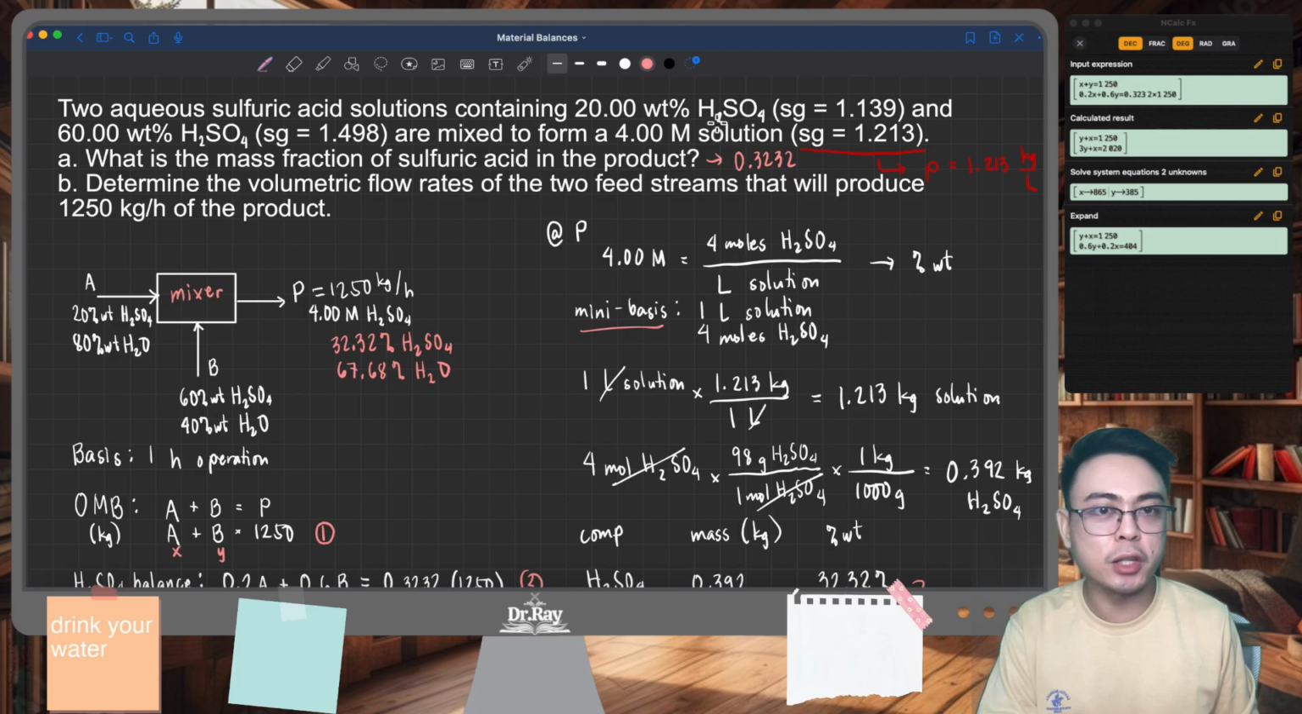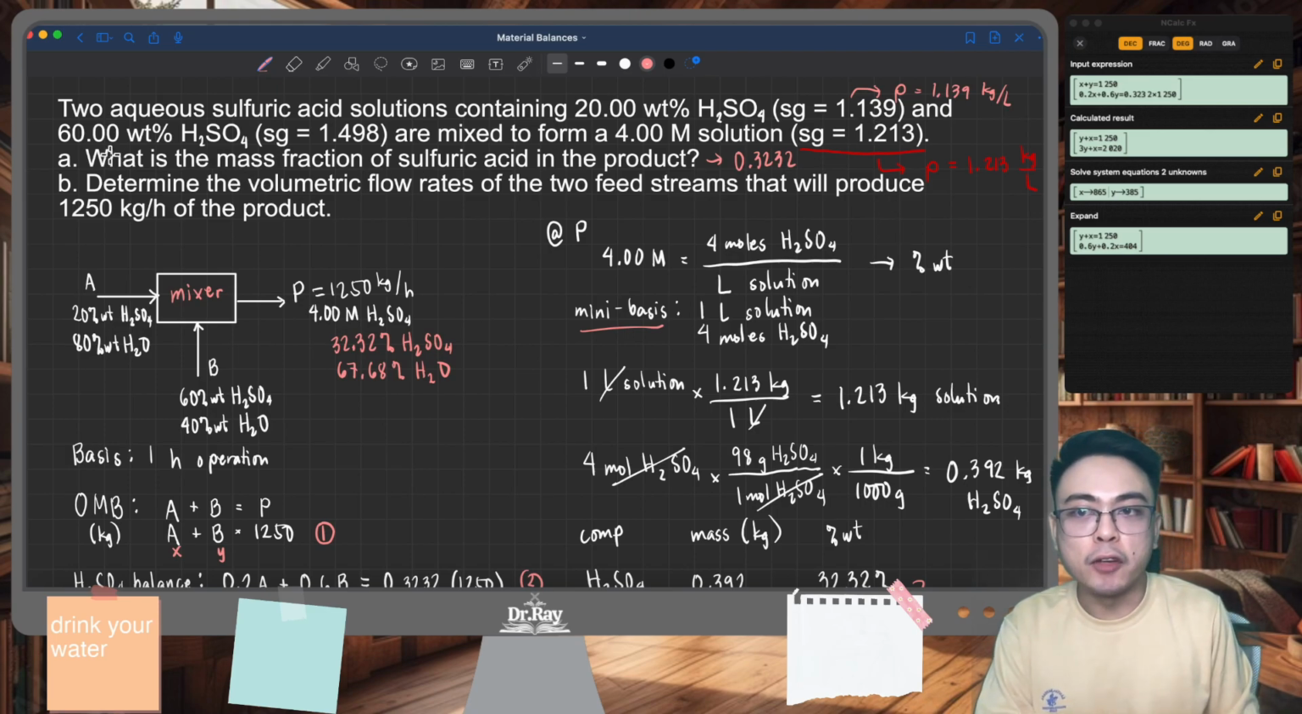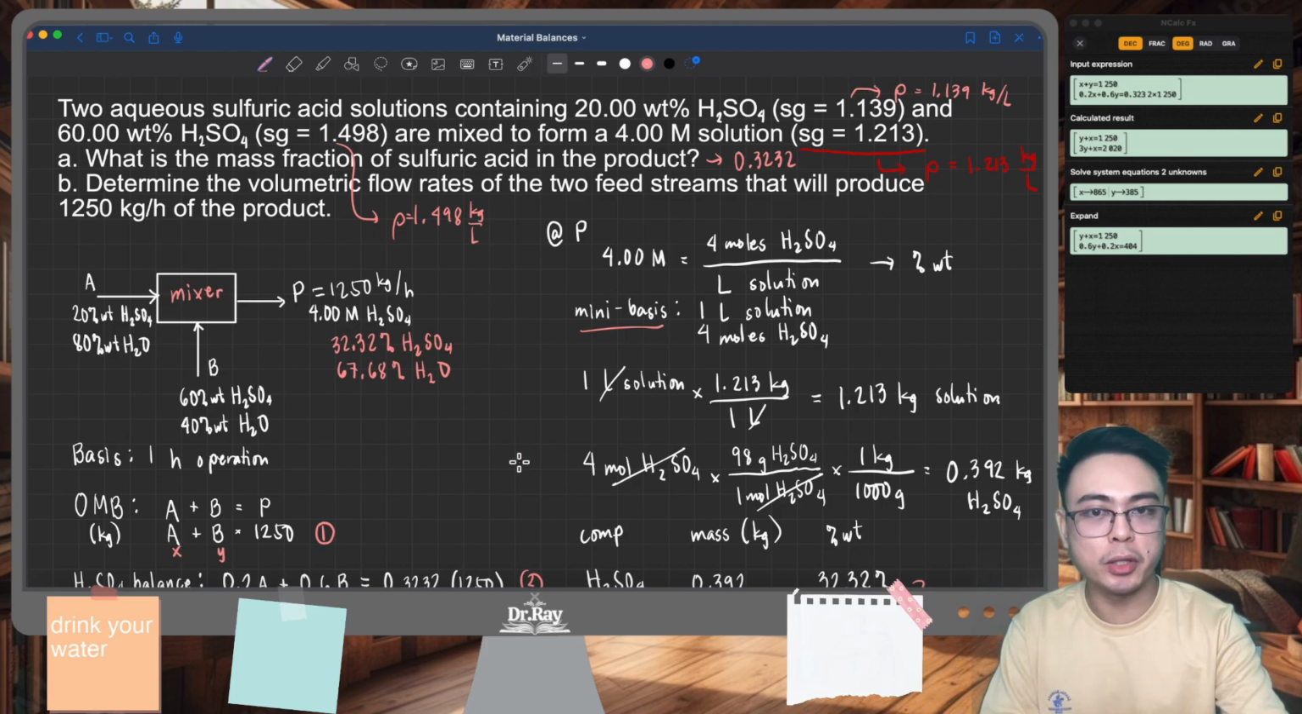So your 20% by weight solution has this specific gravity, and based on our previous experience, we can simply say that the density of the solution is 1.139 kilograms per liter for the same basis of water at its densest. And for the 60% solution, this given specific gravity equates to a density of 1.498 kilograms per liter. These are the densities that we're going to use to convert from mass flow rates to volumetric flow rates.